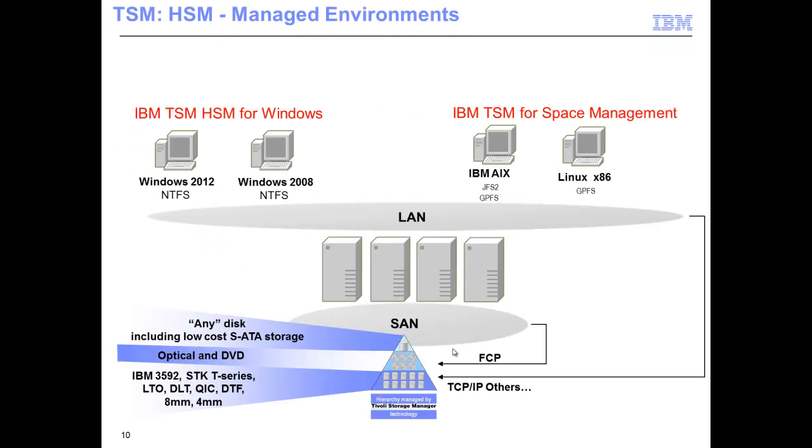On this slide, you'll see the basic architecture of this solution. Up top, you have your production machines. These would be your file servers, your workstations, whatever machines have the data that you want to space manage. On these machines, you've also installed the space management code. If it's a Windows machine, you've installed the TSM HSM for Windows. If it's an AIX or Linux machine, you've installed the TSM for space management code. These machines are attached via the LAN or the SAN to the Tivoli Storage Manager server.